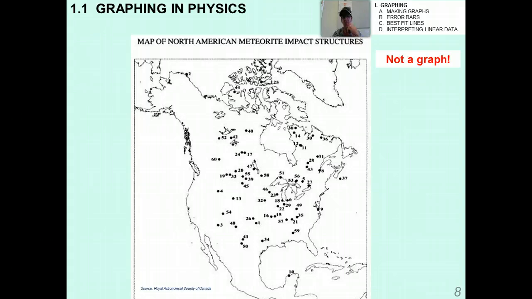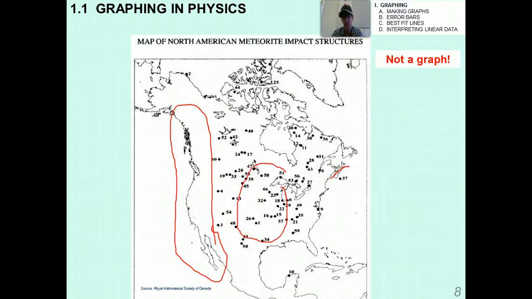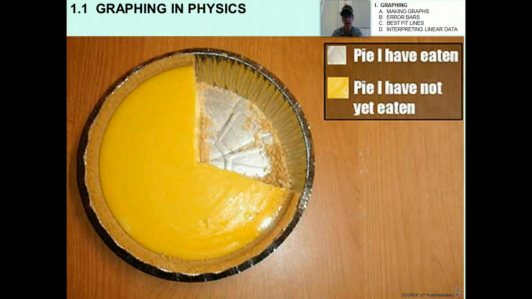All right, now this is not a graph, clearly, but this is a visual display of qualitative information. This shows you the location of North American meteorite impact structures, so craters and things like that. Very interesting. Why is there an absence of craters or meteorite structures on the West Coast? Why are there so many in the Midwest and so few on the East Coast? That's a big question I'm going to ask you about in class, so we're going to talk about that. Okay? All right. Here's a very technical graph.